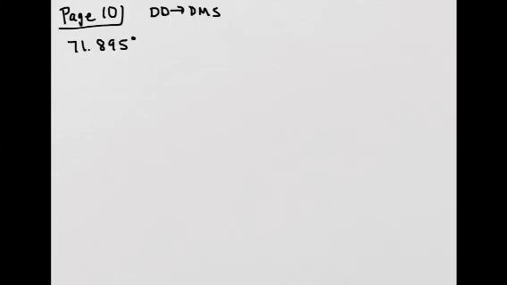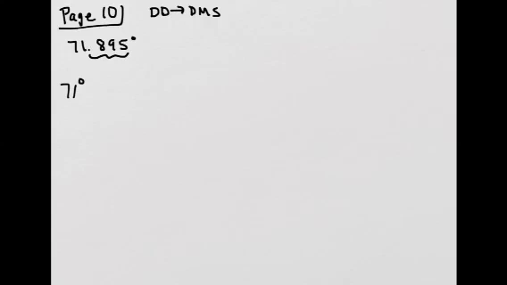Okay, so remember, a degree can be divided into 60 equal parts called minutes, and each minute can be divided into 60 equal parts called seconds. So those are smaller increments or smaller parts of a degree. So 71 is a whole number, right? So we'll put this down here, and this is 71 degrees. We want to see how many minutes are in 0.895 degrees.